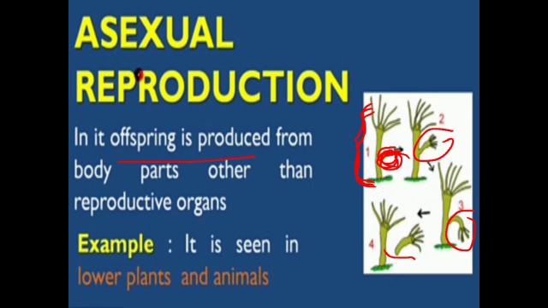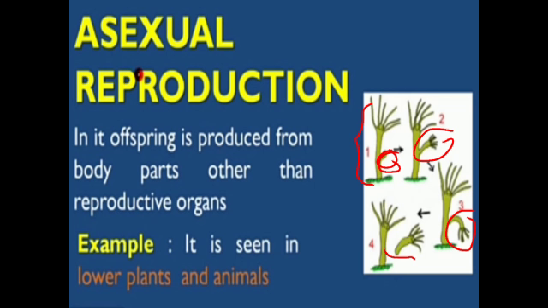Example of asexual reproduction: we can see asexual reproduction in lower plants and animals, as we saw here for the case of hydra. Again, you can just refer to the picture. This is the parent hydra, and this outgrowth is developing, which we term as a bud.